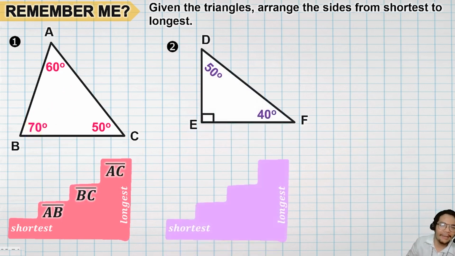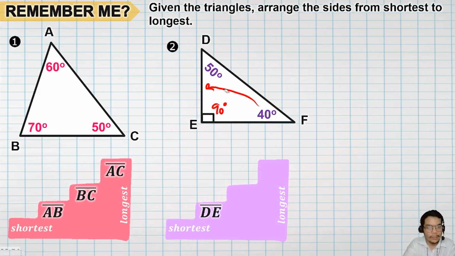Let's have this example number 2. Good. So it's gonna be line segment DE because this one is 40 degrees. And yung right angle natin, 90 degrees yan. So ang pinakamaliit talaga si 40 degrees. Opposite niya si DE or line segment DE. So that's gonna be the shortest side.